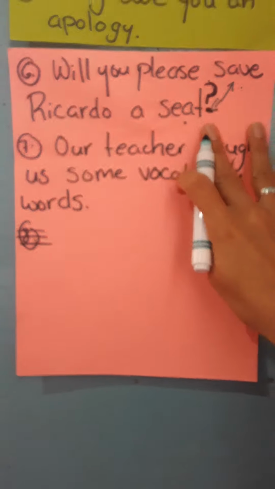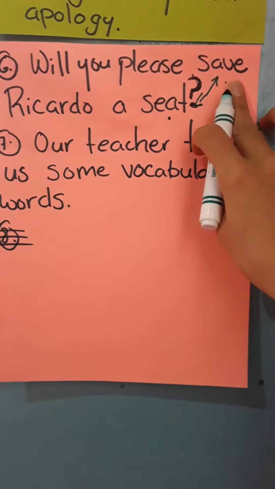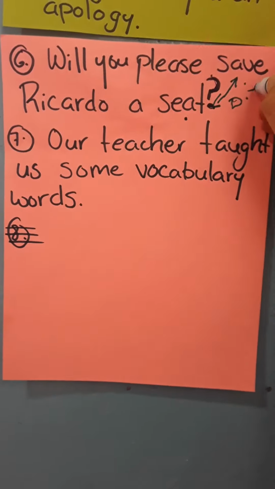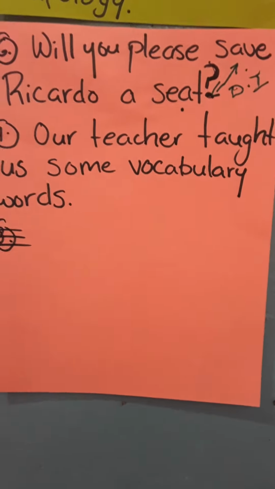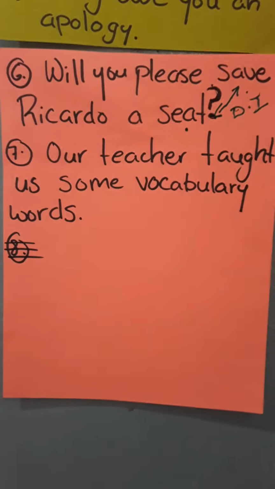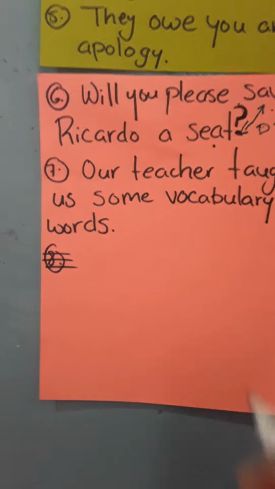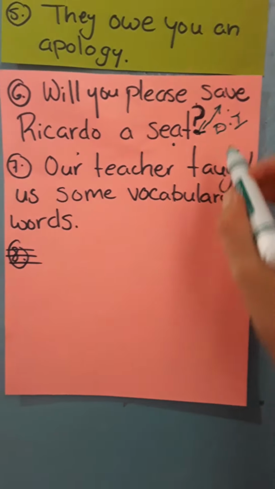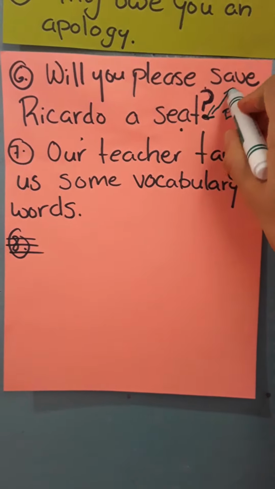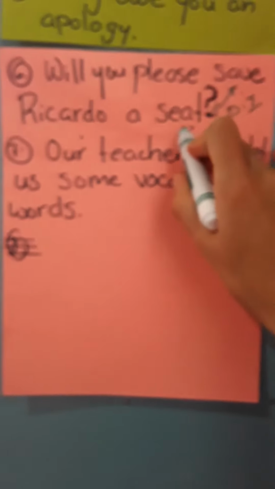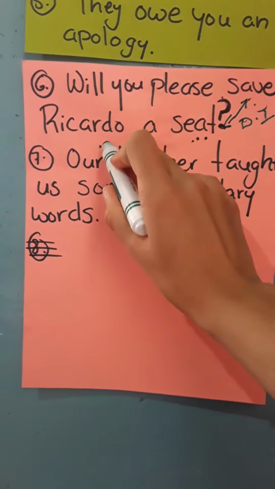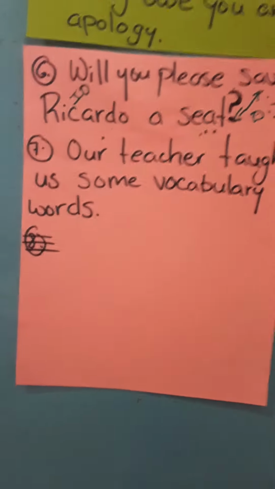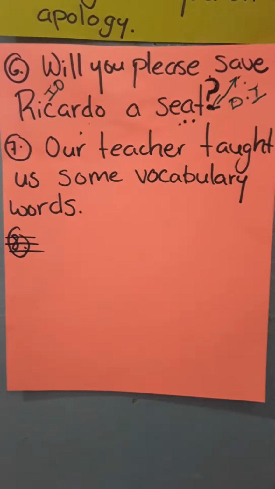So this is the object that is being affected by the verb save. This is the direct object. Save a seat for whom or for what? We want to save Ricardo a seat. So this would be the indirect object. So the action verb affects the direct object, and then from the direct object it goes to the indirect object. And the indirect object is a noun or pronoun.